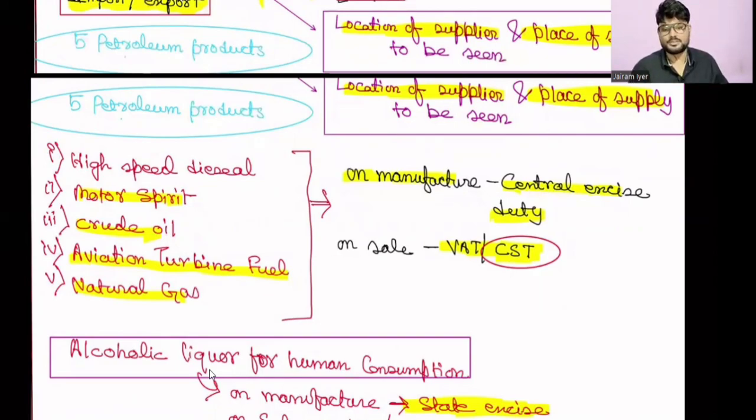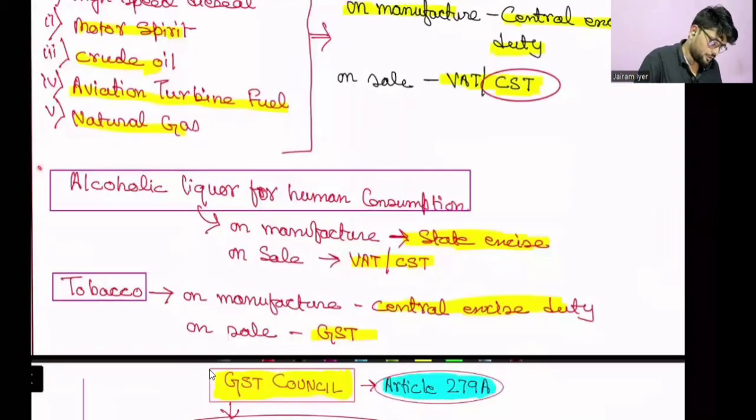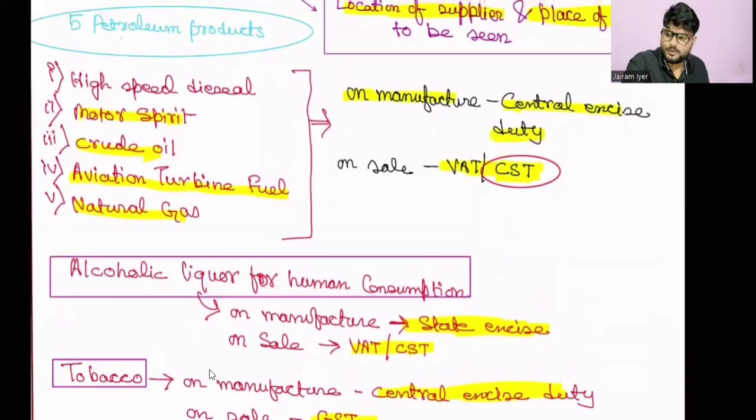Correct. So if it is between states, so CST. If it is within the state, then VAT. Remember, these two forms question of your multiple choices. And we know alcoholic liquor for human consumption. Yes. But you said we have abolished all those things. Now only GST 1 Act is there. Now only these 5 and tobacco are there. Only they are left to be covered under GST. Otherwise, 99% things have been covered. So for them, VAT and GST will apply.